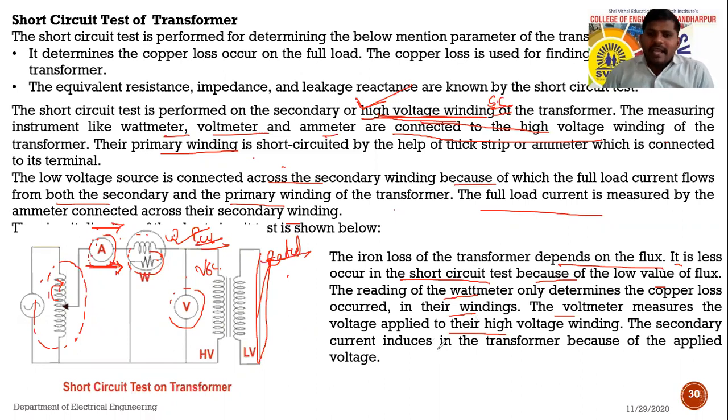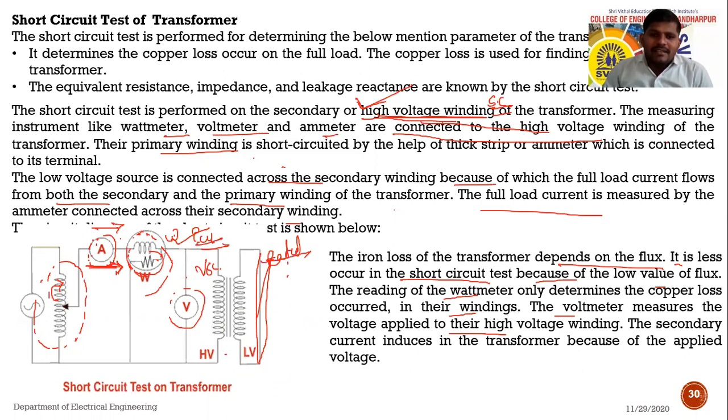And once we calculate the copper loss, you should know the reading of the ammeter, that is the short circuit current. You should know the reading of the voltmeter, that is the short circuit voltage. You should know the reading of the wattmeter, that is the copper loss. According to this, we are able to calculate the equivalent resistance, equivalent reactance, and equivalent impedance.